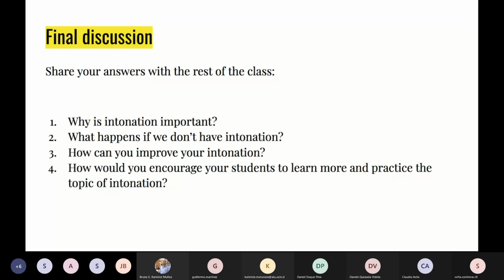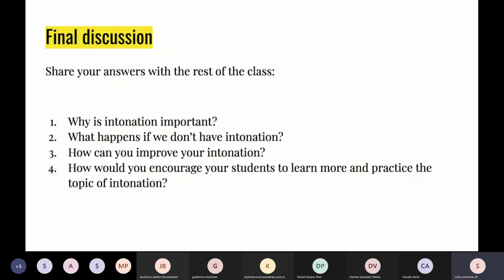Anybody else? Question number two. Who would like to share an answer for question number two? What happens if we don't have intonation? I think that if you don't use intonation, it can be a little bit ambiguous what you're saying. So depending on the listener, he or she may misunderstand what the speaker is saying, and that may cause some troubles. Exactly. So we may sound ambiguous or be misunderstood.